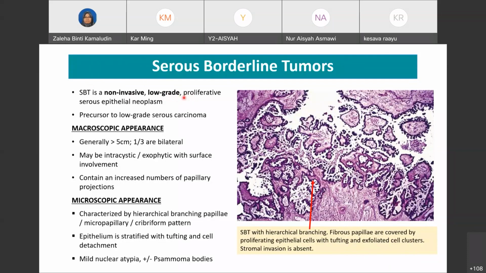Another important thing is the surface epithelium, which shows proliferation. In comparison with the benign tumor, which is lined by a single epithelium, this one has more than that. It has a characteristic pattern of hierarchical branching. Under close view, this tumor is also lined by ciliated epithelium, but it has nuclear atypia and no frank evidence of invasion. So this is how the serous borderline tumor looks.